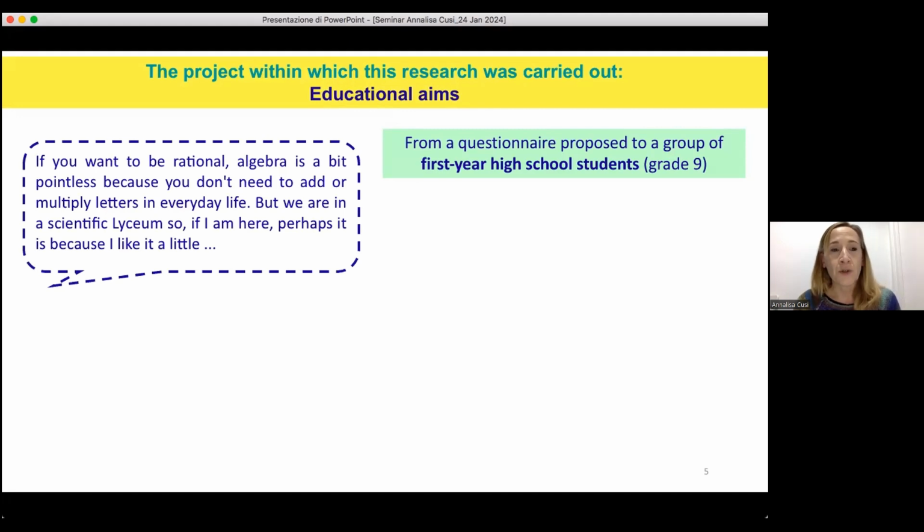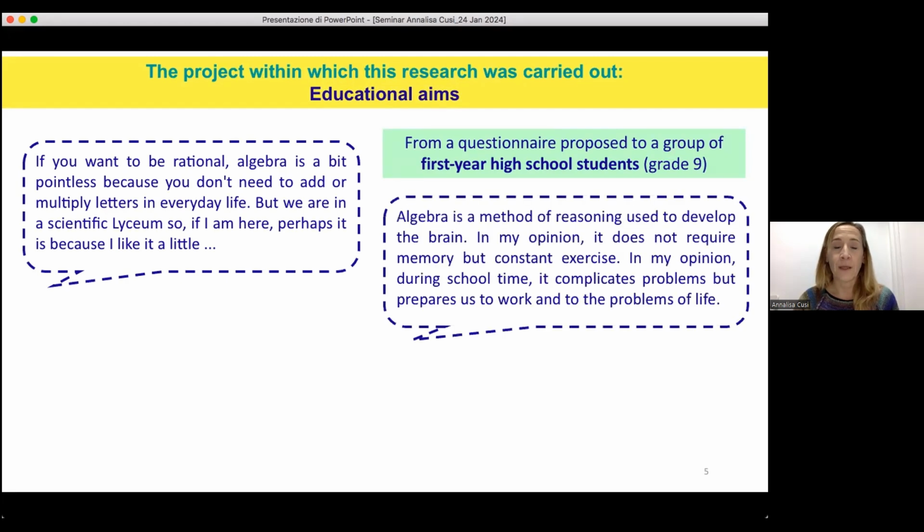If you want to be rational, algebra is a bit pointless, because you don't need to add or multiply letters in everyday life. But we are in a scientific lyceum, so if I'm here, perhaps it is because I like it a little. Algebra is a method of reasoning used to develop the brain. In my opinion, it does not require memory, but constant exercise. In my opinion, during school time, it complicates problems, but prepares us to work and to problems of life.